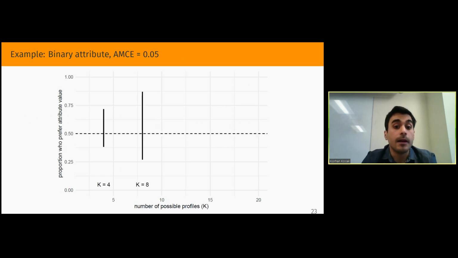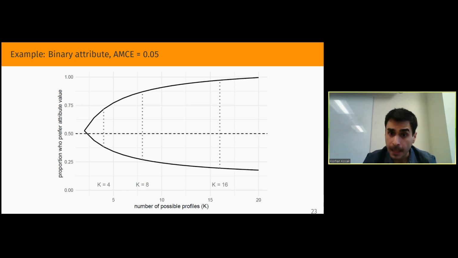If you had a third binary attribute, so that there are 8 possible profiles, these bounds grow. And if you had another one, then an AMCE of 0.05 can be explained by anywhere from 20% to 95% of people having this preference. And this is under the assumption that this estimate of 0.05 is very precisely estimated, that we're in asymptopia where we know the true value of the AMCE estimate. And these bounds keep growing when we add more and more attributes.